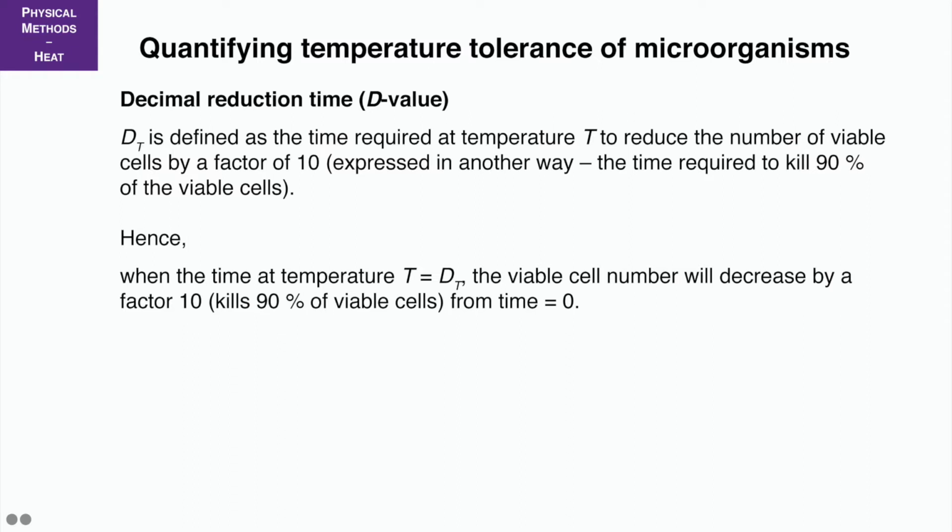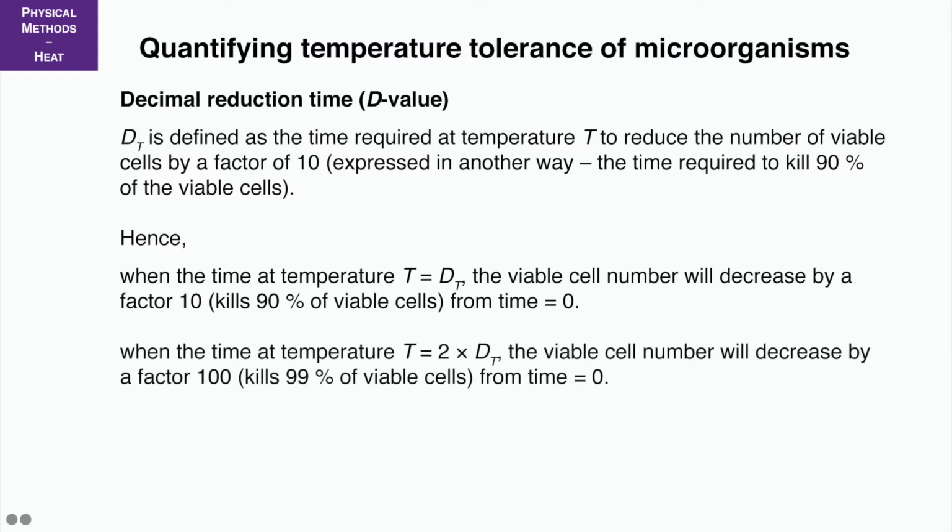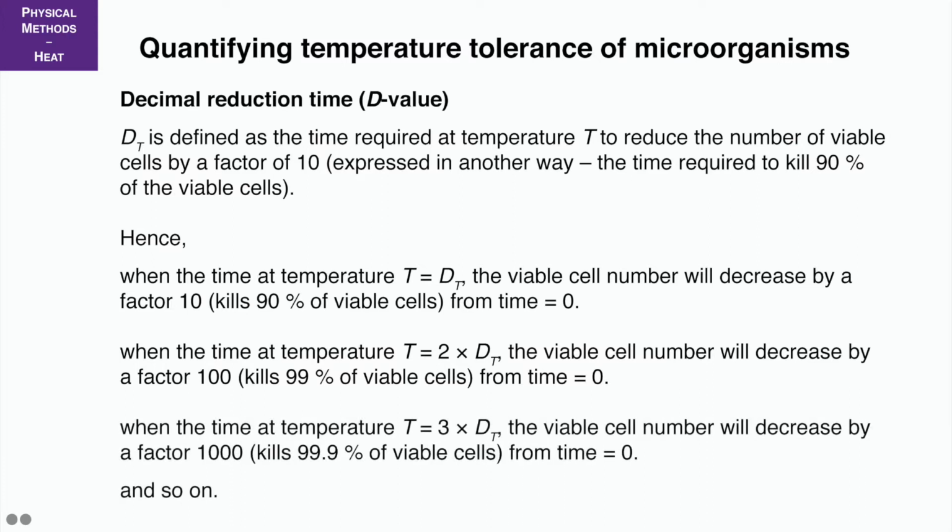This means that exposing a specific microorganism to the same temperature as indicated by the subscript of the D-value for a period of time that equals the decimal reduction time, the number of viable cells will decrease by a factor of 10, i.e. a 90% reduction. If the exposure time is twice that of the decimal reduction time, the number of viable cells will decrease by a factor of 100, i.e. a 99% reduction. If the exposure time is 3 times that of the decimal reduction time, the number of viable cells will decrease by a factor of 1,000, i.e. a 99.9% reduction, and so on.